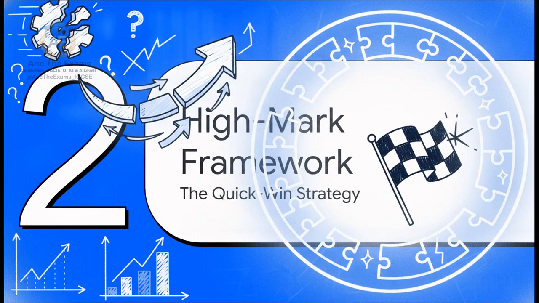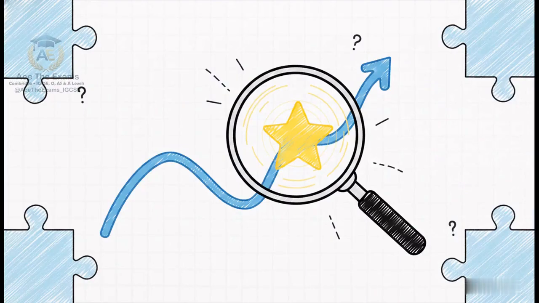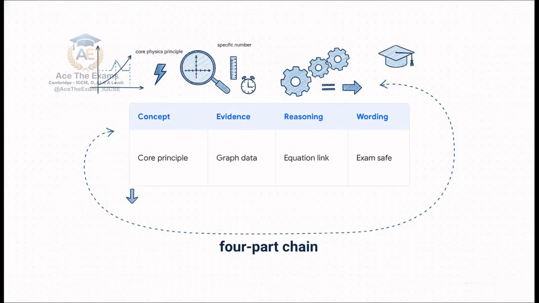Section 2. The high mark answer framework. Now, in just a moment, I'm going to show you the one specific examiner clue that changes your answer completely. It's a subtle trick they use in motion graphs that reveals exactly what they want to see. But first, you need a framework that actually makes that clue obvious. This is a 4-column breakdown that turns passive knowledge into active mark scheme thinking.